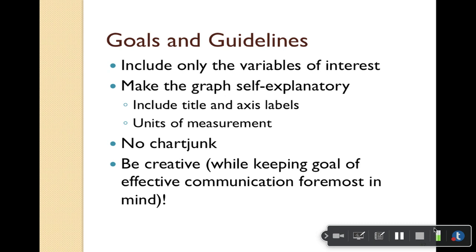We want to avoid this idea of chart junk, which is again kind of extraneous things. There's a lot of different features you can use when making graphs, like in Word or Excel. You can make these 3D pop-up graphs that are just insane looking and really difficult to interpret, and again can be used to mislead readers. But at the same time, we want to be creative, but also keeping the goal of effective communication at the forefront of our minds. So hopefully you enjoyed that little overview of data visualization.